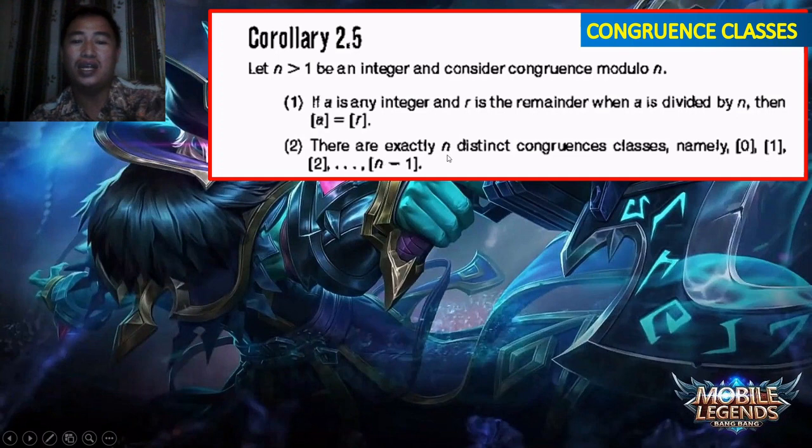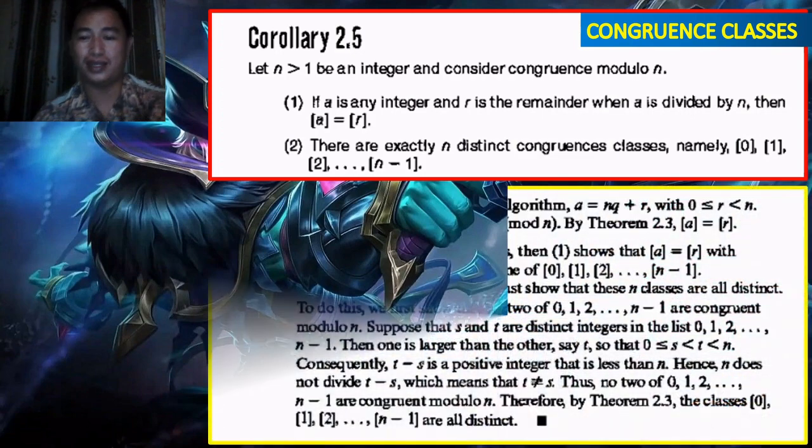Number 2. There are n distinct congruence classes, namely from 0 to n minus 1. They are distinct, so they have no intersection. For example, 0 plus n is n, and 1 plus n is n plus 1, and there is no negative 1 among them. So there is no intersection; they are all distinct.